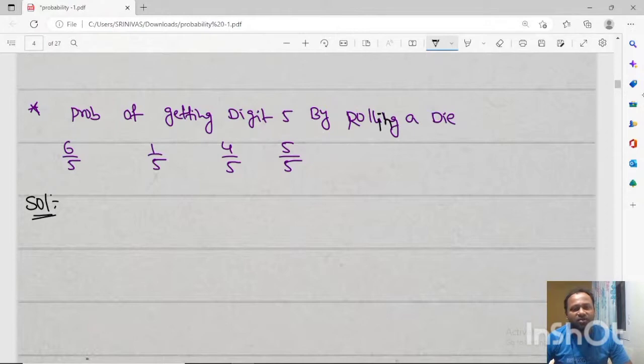The probability of getting digit 5 by rolling a die. This is the question. The options are 6 by 5, 1 by 5, 4 by 5, 5 by 5. 5 by 5 is nothing but, of course, 1, that is the total probability. Yes, you can guess the answer. What will be the answer?